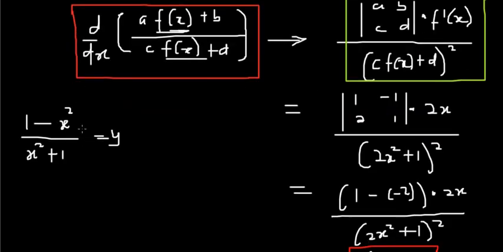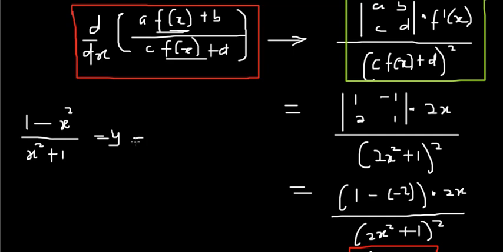So from here you can notice that we have another question: (1 minus x squared) all over (x squared plus 1) is equal to y. You can notice that this expression is not in this format. So what do we need to do? All you have to do is convert this question so that it will look like this format.